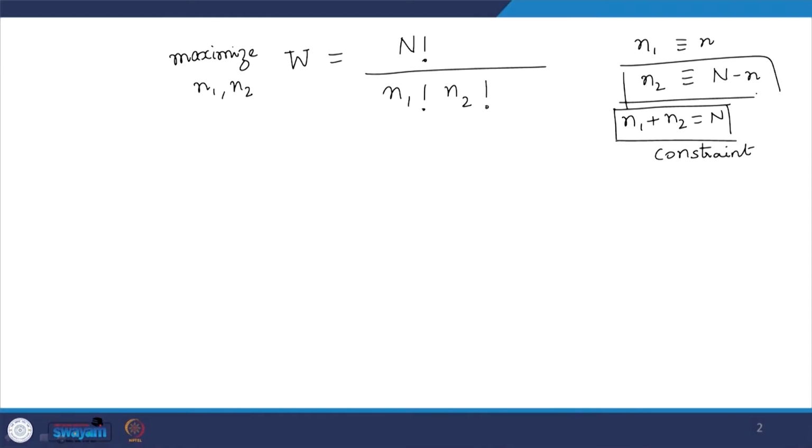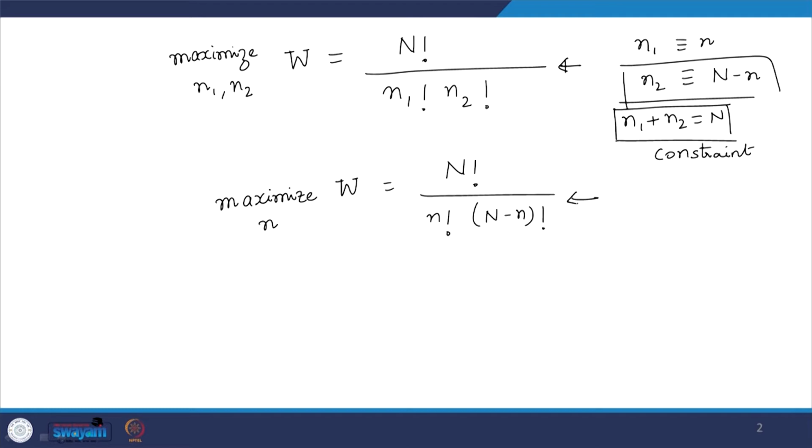So, if I now write this, then the problem can be written as: maximize for the value of n, W equals N factorial by n factorial times (N minus n) factorial. The difference between the previous problem and the new problem is that the new problem includes the constraint n1 plus n2 is equal to capital N, but the old problem does not include the constraint.